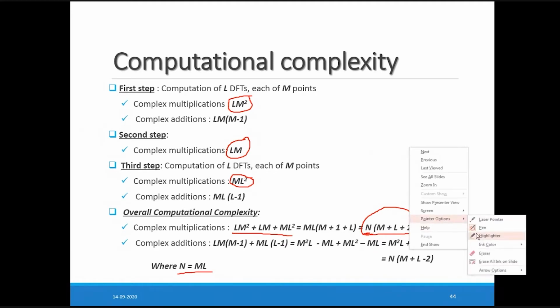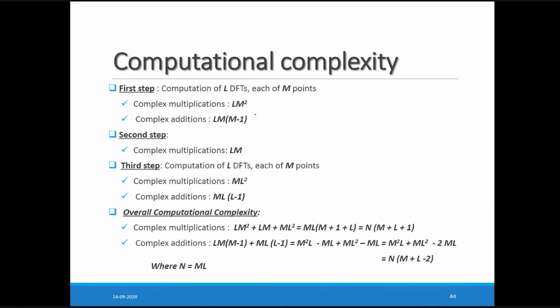Number of additions we require. In the first case, LM into M minus 1 additions. In second case, no additions are there. In the third case, our additions are ML into L minus 1. So when we add this, first term is LM into M minus 1, third term ML into L minus 1. When we expand this term, M square L minus ML plus ML square minus ML. Again, when we simplify, M square L plus ML square minus 2ML.